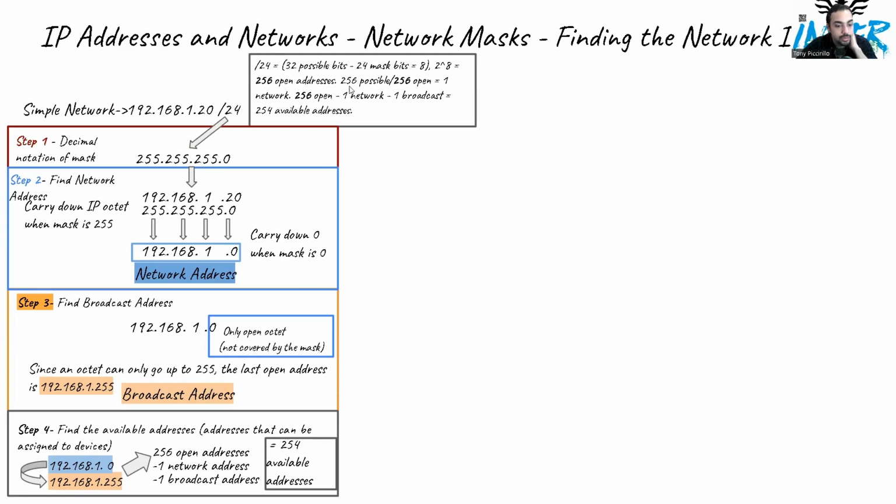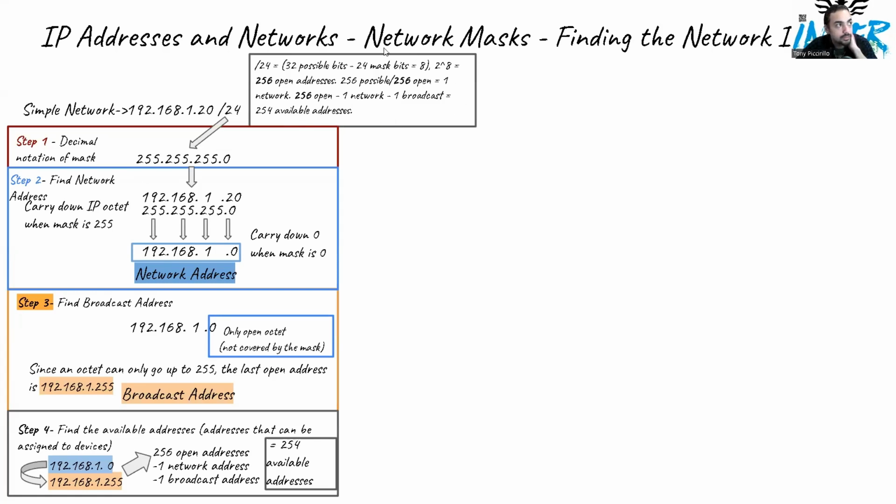We know that 0 through 255 is 256 numbers. If we include 0, that means the highest amount of numbers an octet can have is 256. If we divide 256 possible numbers for an octet by the 256 open addresses that we just discovered, we know that there is one network, right? So 256 divided by 256, one network. And then you subtract the network and broadcast addresses because those cannot be assigned. And then you have 254 available addresses.